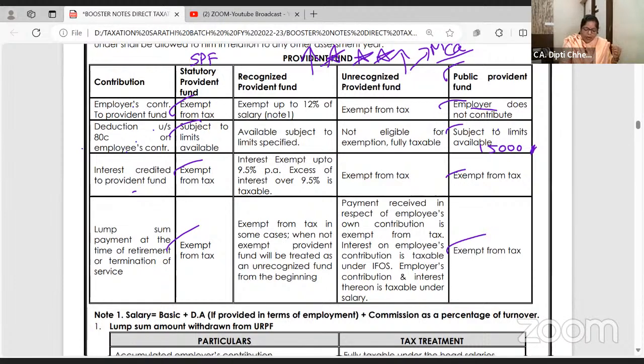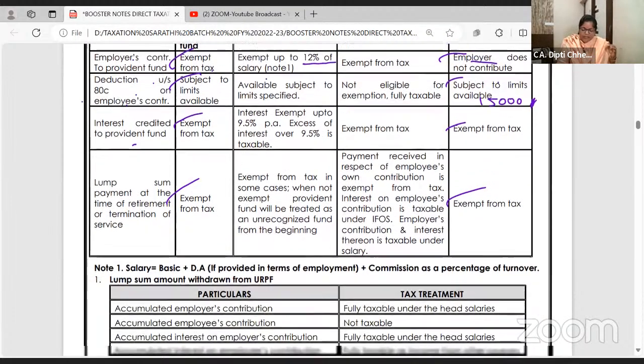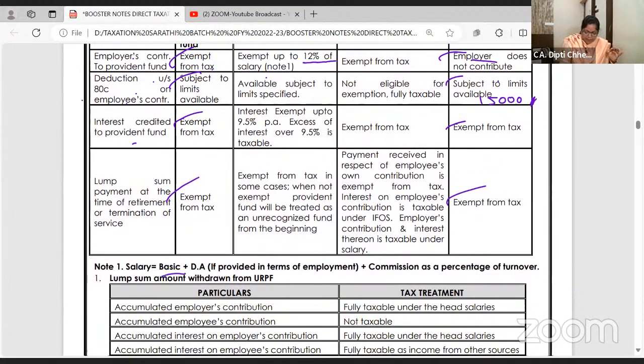Now, the employer can contribute to recognized provident fund, RPF I will call it, up to 12% of salary. Now, what is the definition of salary? Basic, DA. Whatever DA you receive, say 1,000 rupees is taxable, dear students. But if in brackets it is written 60% is considered for retirement benefit, how much DA will you take here for terms of employment or retirement benefit? For calculation, 600 per month.